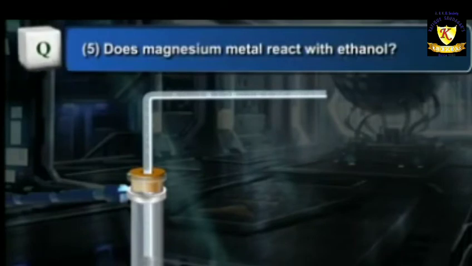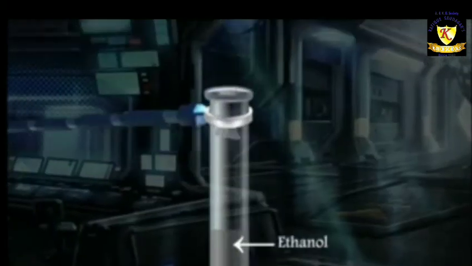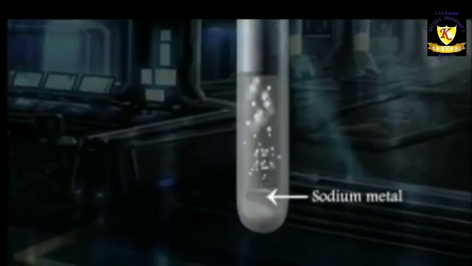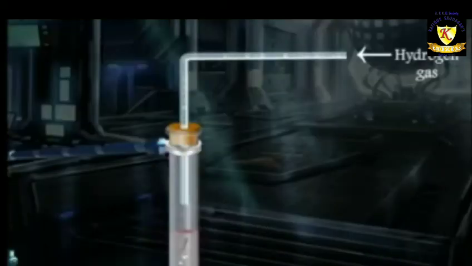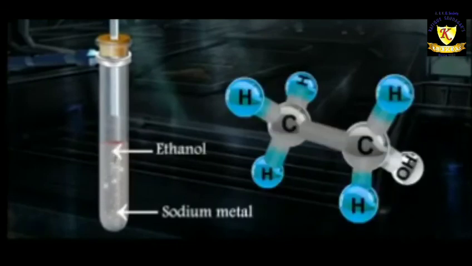Yes, it does. Understood? In the previous standard, you have learned that a moderately reactive metal such as magnesium reacts with strong acid to liberate hydrogen gas. Though ethanol is neutral, it reacts with sodium metal and liberates hydrogen gas. Sodium, being a highly reactive metal, reacts with the neutral functional group OH of ethanol.